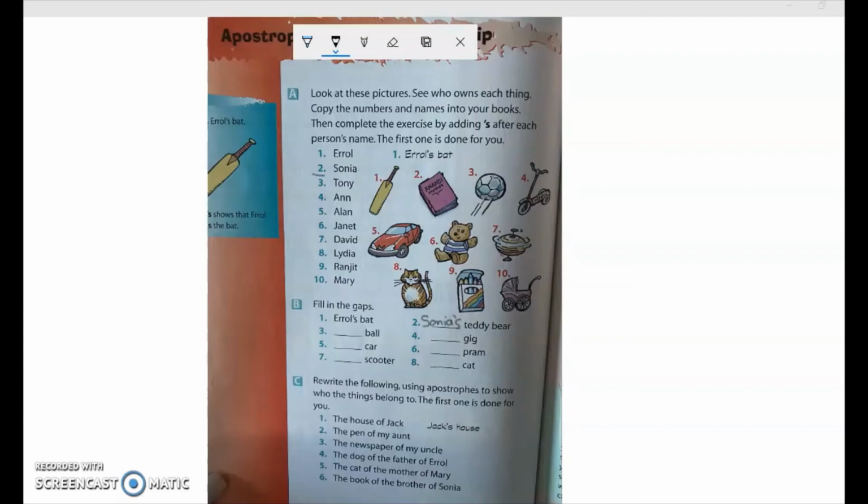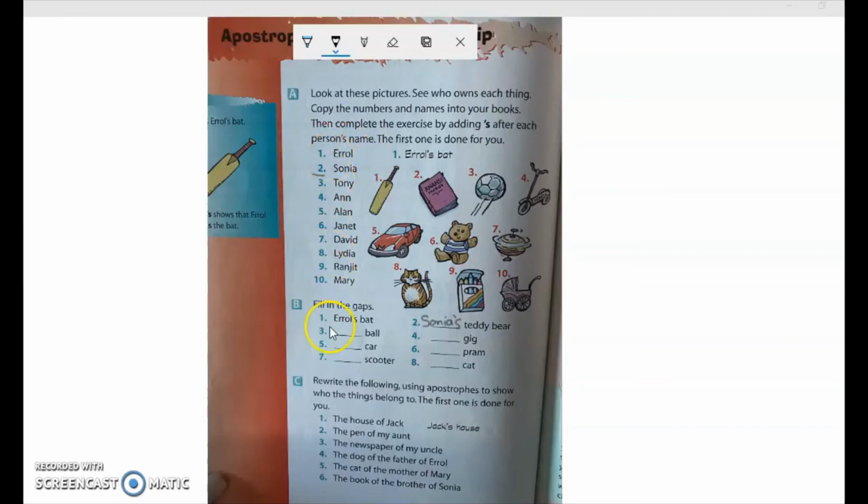So in your New Caribbean Junior English Book 1 on page 74, you're going to see this activity. It says, look at these pictures. See who owns each thing. Copy the numbers and names into your books. That will be your language arts notebook. We do not write in this book, so copy it in your language arts notebook. Then complete the exercise by adding apostrophe S after each person's name. The first one's done for you. So let's take a look.